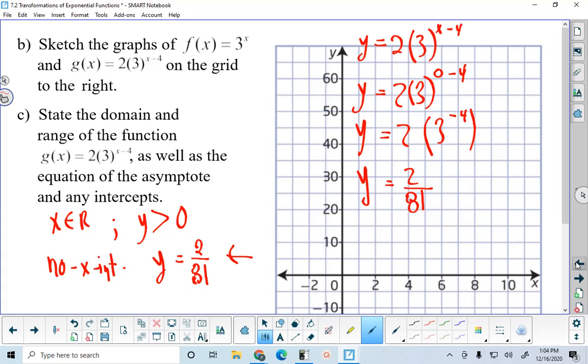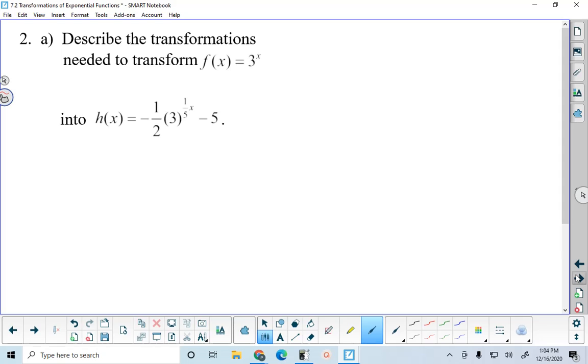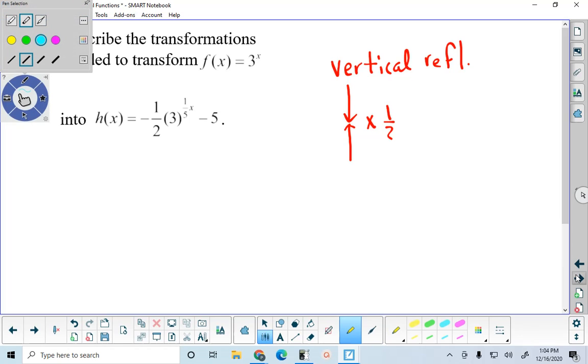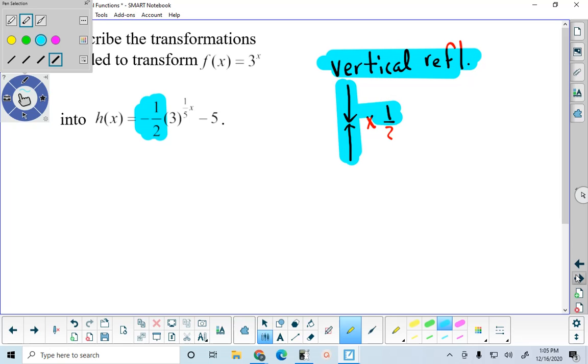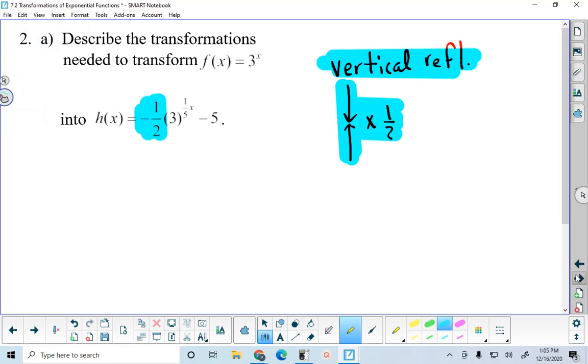Any questions or comments about number 1 or 2 or whatever number this is? All right, number 2, describe the transformations that occur here. Well, there is a vertical reflection. There is a vertical stretch by a factor of 1/2, and both of these things occur because of this A value. A is negative, there's a vertical reflection. A is 1/2, there's a vertical stretch.